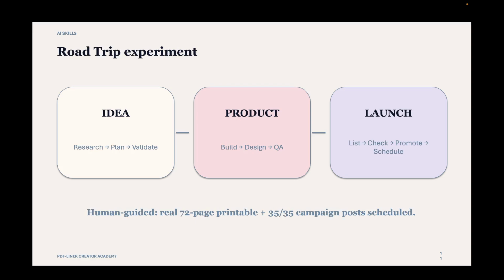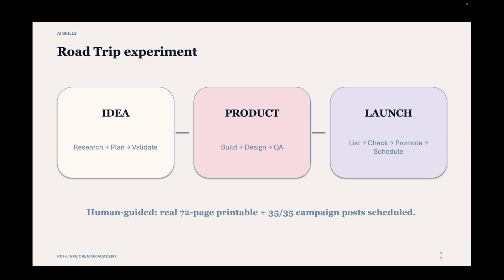So, like in my road trip experiment, I made a whole little activity book road trip. It ended up to be a 72-page printable. It was human guided. I did not use PromptRunnr, and we'll get into that later. But here's what I did. I used all these skills, and I researched the idea, planned it, and then validated the idea. And these were all inside one chat, okay? Just uploaded skills. It built the product, did the design, and then did quality check on that.